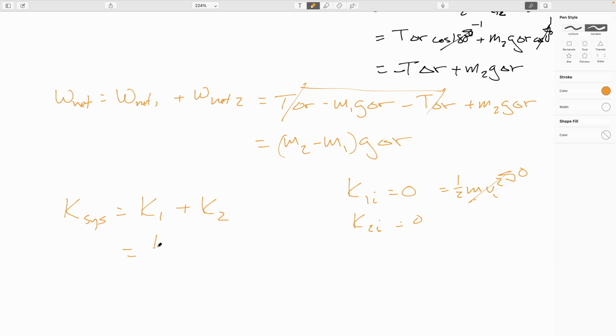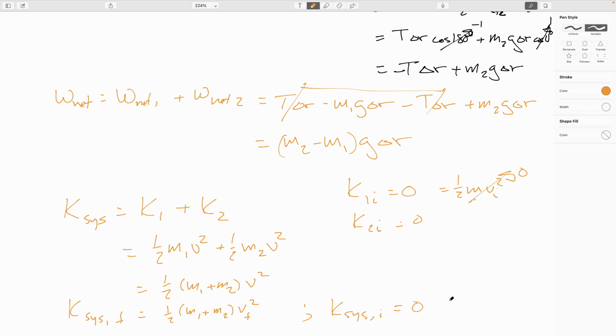And at any time, the kinetic energy will be 1/2 m1 v squared plus 1/2 m2 v squared. And I can write these as the same v because from the constraint we had before, whatever speed the one is going down, that's what the other one is going up, because the string can't stretch. All right, so the kinetic energy of the system will be 1/2 m1 plus m2 v squared, like that. So we can write that the final kinetic energy of our system is 1/2 m1 plus m2 v final squared. And similarly, the initial was just plain 0 because neither object was moving.